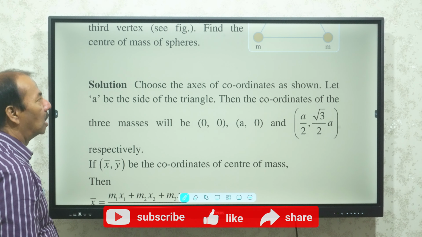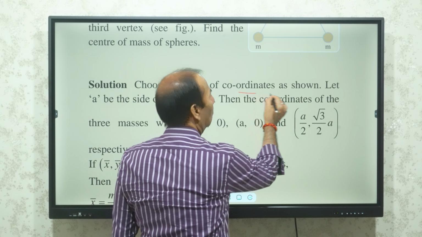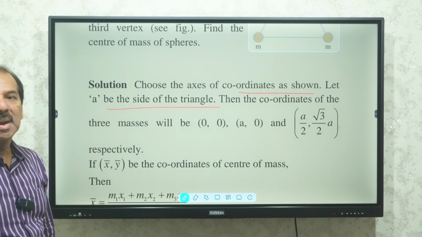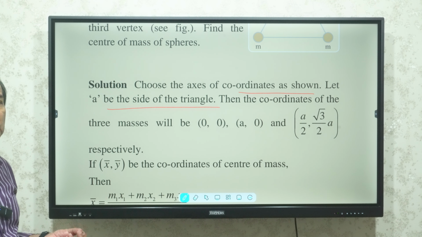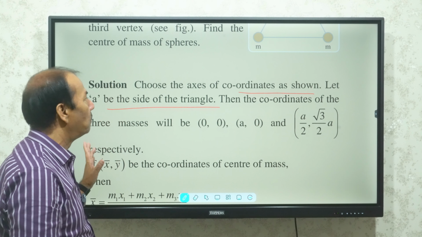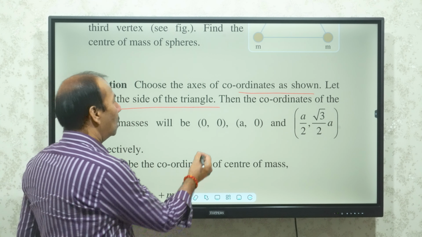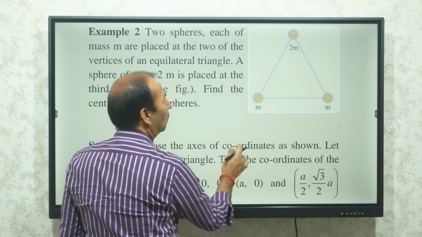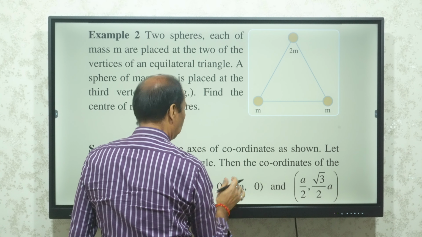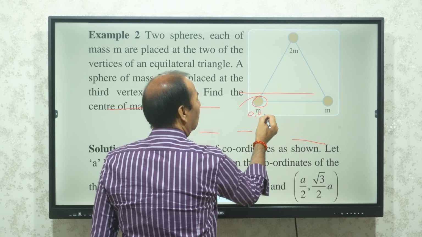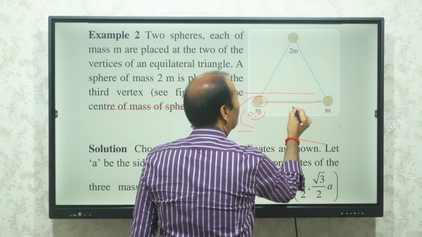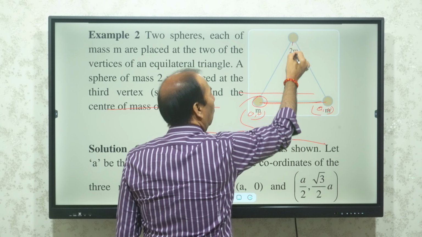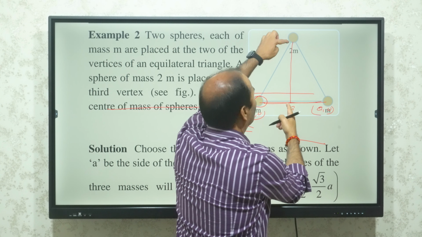So let us again choose the axis of the coordinates as shown. Let A be the side of the triangle. Since it is an equilateral triangle, the side lengths will be the same. So suppose the side value is A. Then the coordinates of the three masses will be 0, 0, A, 0 and this. If we consider this as the origin, then its coordinate will be 0, 0. This side has been considered as A, so this will be A, 0. The y coordinate remains the same.